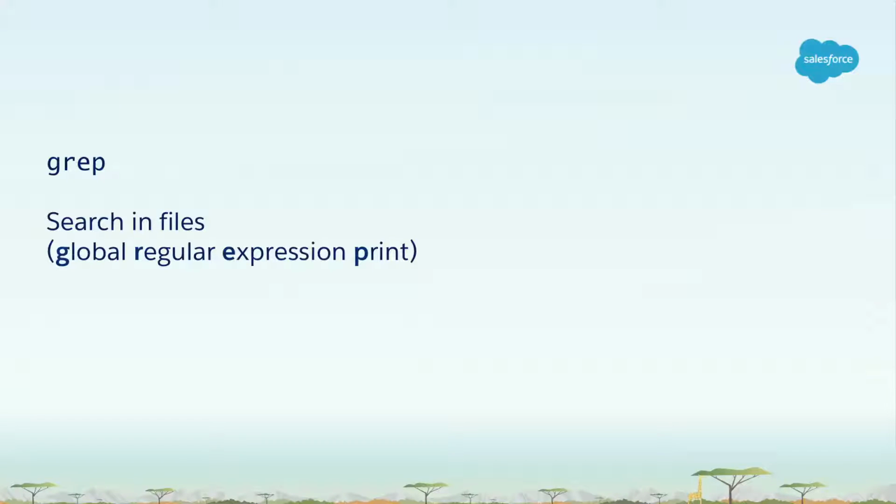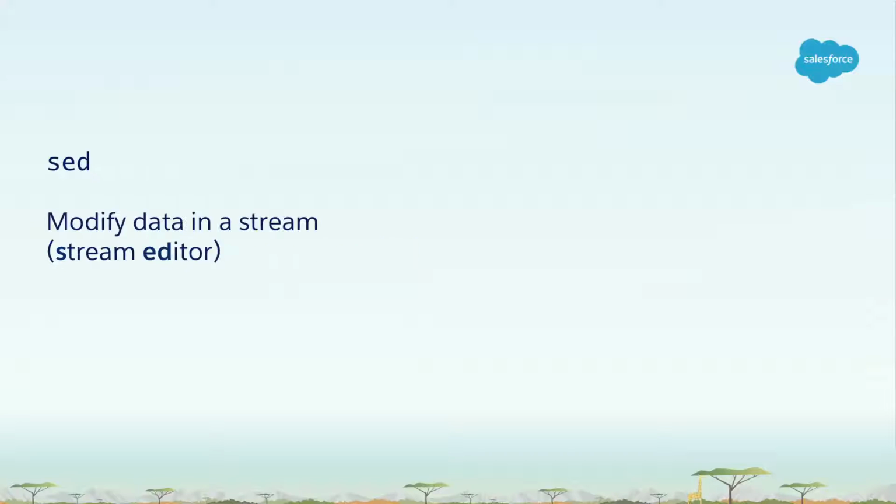Now, the two I want to show you next, grep and sed. So grep stands for global regular expression print. This is basically a tool to go and find patterns in text. You throw a text file at it, you say, here's a pattern to look for, and it'll spit out each line that matches that pattern. If you combine it with something called sed, which stands for stream editor, you have a very powerful find and replace tool that you can use on any text.